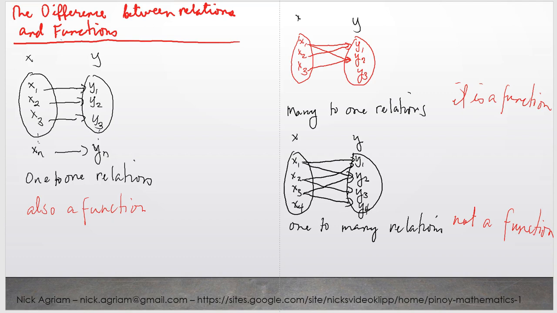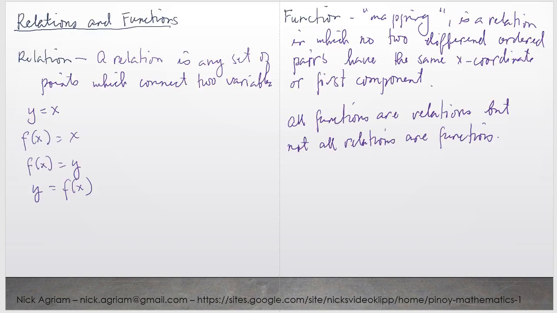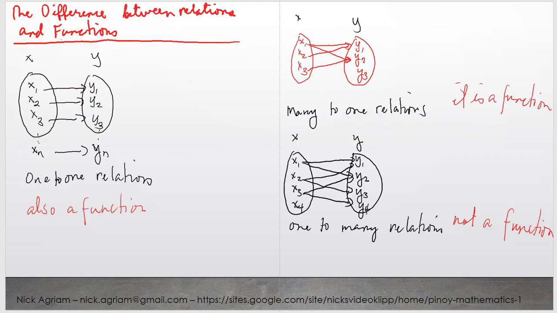Maybe it is not that easy to understand the difference between relation and function. But as I said in my first video, all functions are relations, but not all relations are functions. The reason is that one-to-one relations are functions, many-to-one relations are functions, but not one-to-many relations.